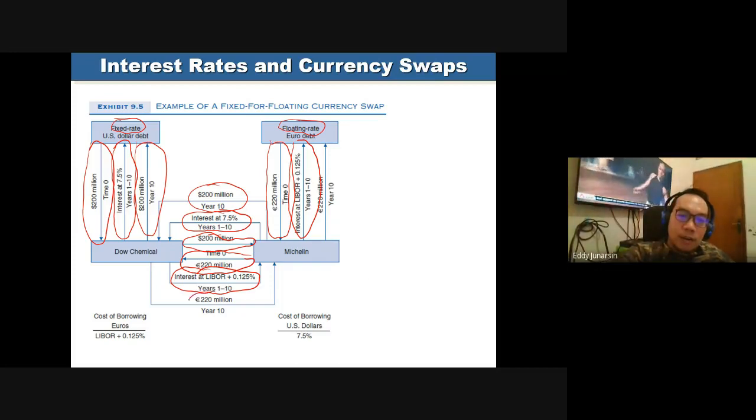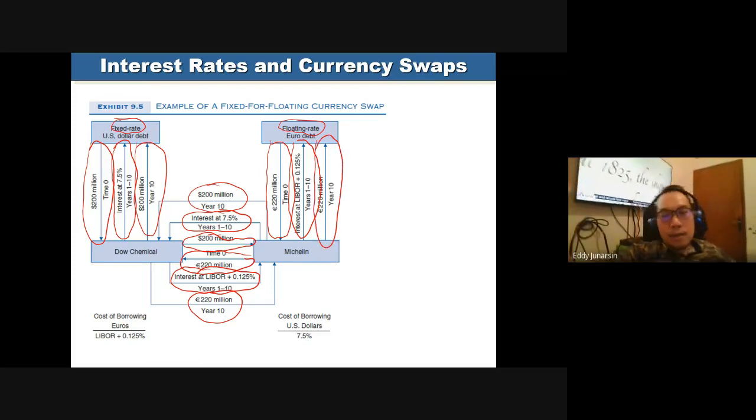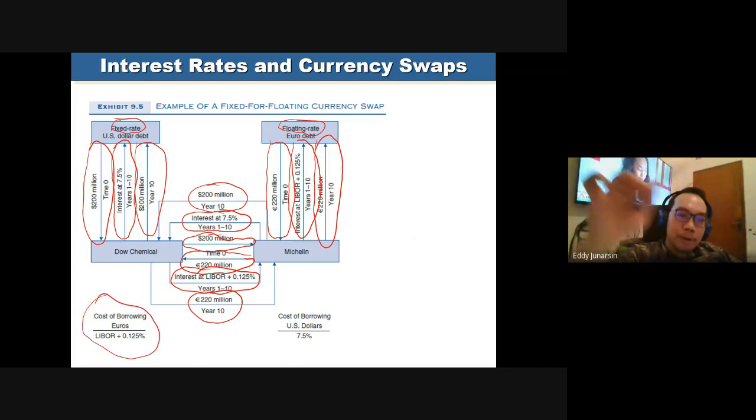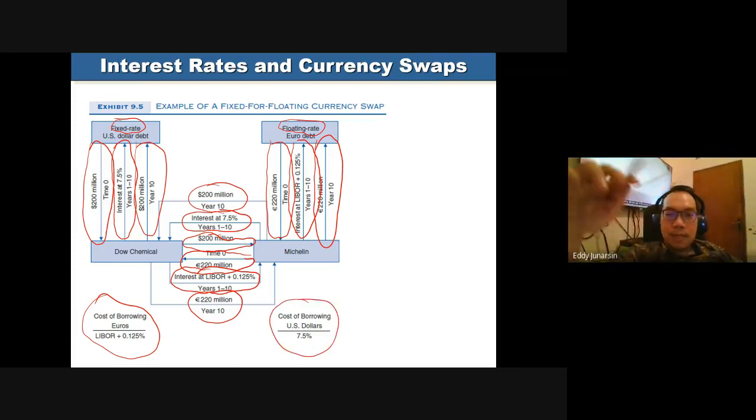And at the end, of course, Dow will repay the principal payment of 220 million euros. And again, this payment would be given by Michelin to its debt holders. Right? So Dow ends up paying LIBOR plus 0.125, and Michelin ends up paying 7.5% by the swap transaction or the swap contract. So this is a combination between interest rate and currency swaps.